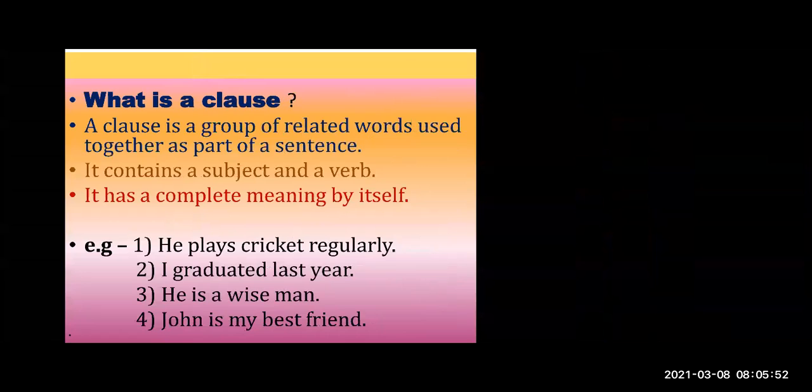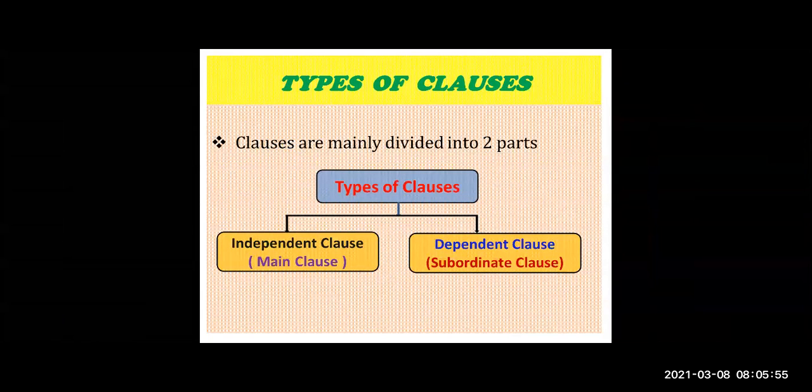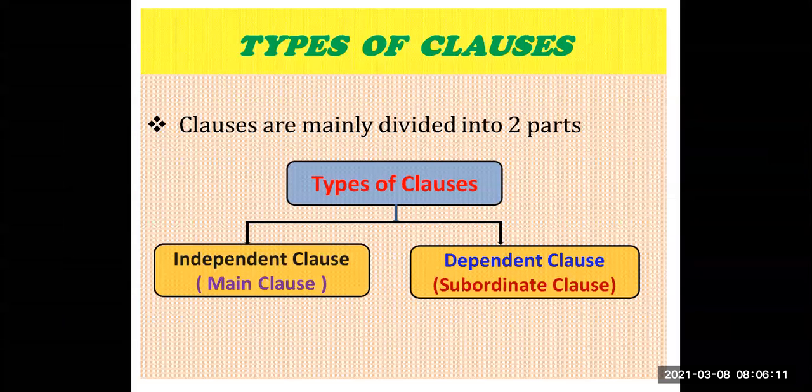Now next we will see types of clauses. Clauses are mainly divided into two parts. Types of clauses are independent clause and dependent clause. The first one is the independent clause, which is also known as the main clause, and the second one is the dependent clause, which is also known as the subordinate clause. The independent clause is also known as a main clause and the dependent clause is known as a subordinate clause.